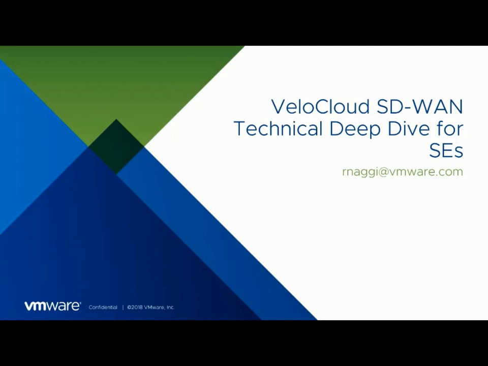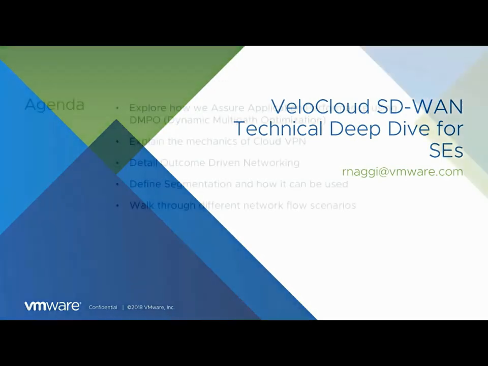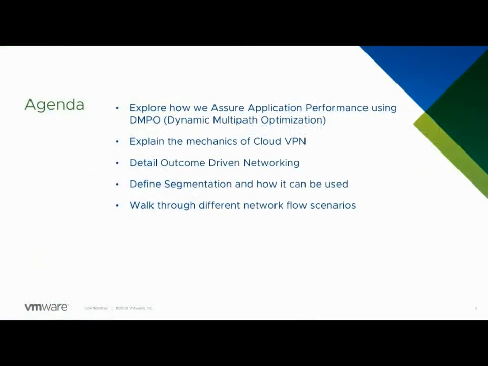Take a technical deep dive session for VeloCloud by VMware SD-WAN. What we are going to talk about in this session is all about the application performance which is provided by the DMPO functionality, which is the dynamic multipath optimization. We'll talk about that in detail, how we achieve or how we assure application performance.